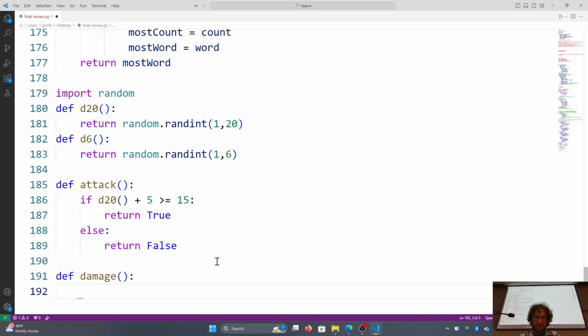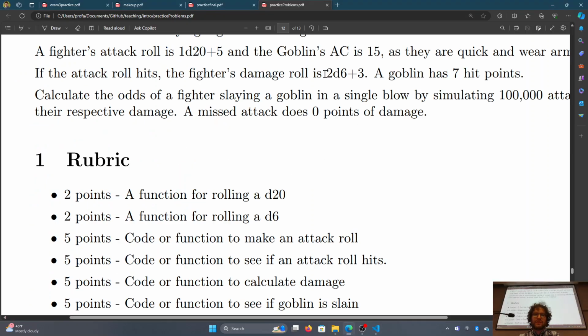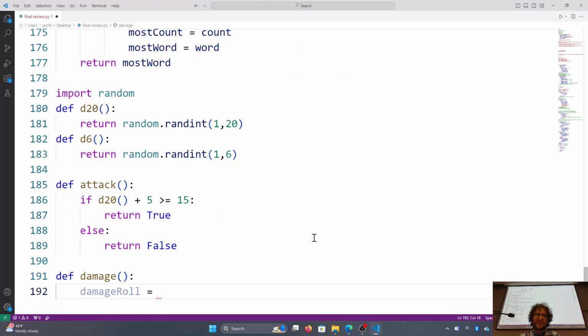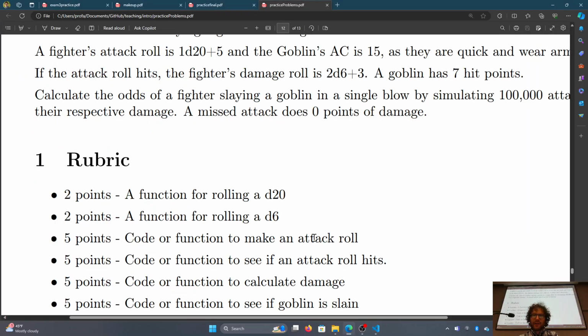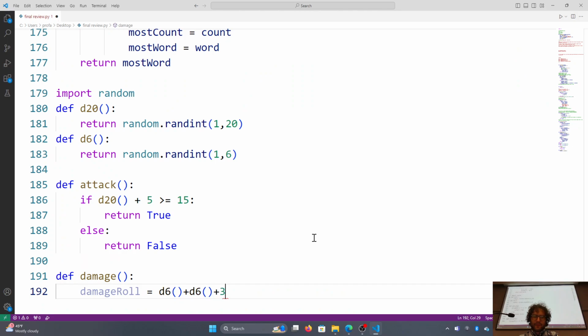Damage. So the damage roll is how much? What does he do for the damage roll? He rolls 2d6 plus 3. So a common mistake over here would be to do 2 times d6, right? If I tell you to roll 2 dice, some people will roll a die and multiply it twice, but that's not what we want. We want d6 plus d6, and then it had another number, plus 3. So that's how much we roll. A d6 plus a d6 plus a 3.